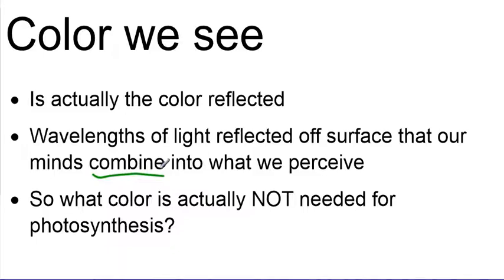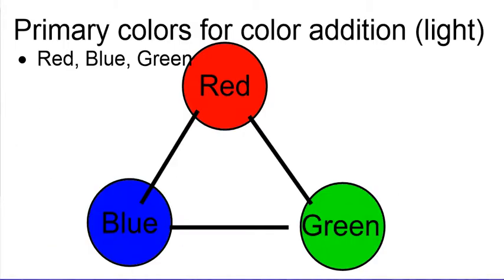So, if you think of photosynthesis back to biology, what color is actually not needed for photosynthesis? We'll talk about this in class. So your primary colors for color addition, this is for light. These are going to be your physics colors, which we'll talk about in a subsequent video. And so keep that in mind. So we have red, blue, and green.